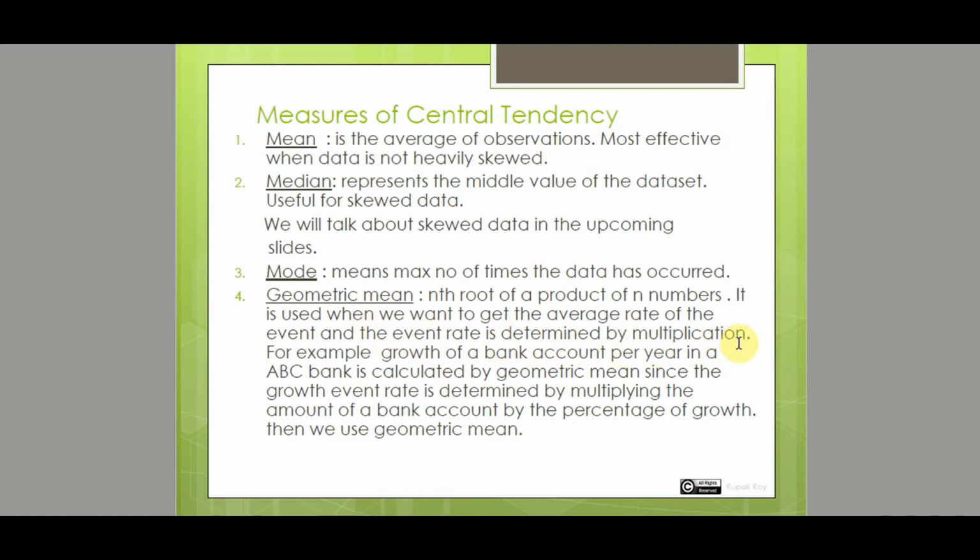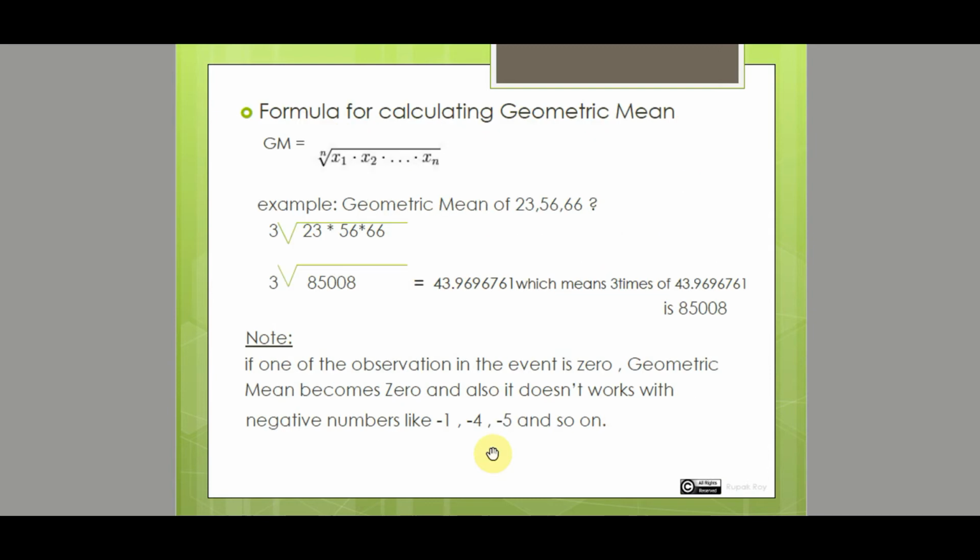For example, the growth of a bank account per year in an ABC bank is calculated by geometric mean, since the growth rate is determined by multiplying the amount in the bank account by the percentage of growth. Then we will use geometric mean. This is the formula for calculating geometric mean. Here the cube root of 43.9 means 3 times of 43.9 is 585008. And remember, if one of the observations in the event is 0, geometric mean becomes 0, and also it doesn't work for negative numbers.